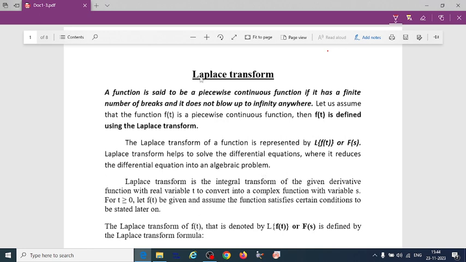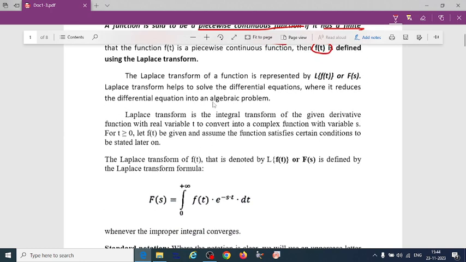So let us start. Laplace transformation, as we know, is applied to a piecewise continuous function. If it has a finite number of breaks, it doesn't blow up to infinity anywhere. And this function we usually denote by f of t. As the definition indicates, it is a piecewise continuous function and it has a finite number of breaks. It doesn't blow up to infinity anywhere. Okay. The function is denoted by small f of t.